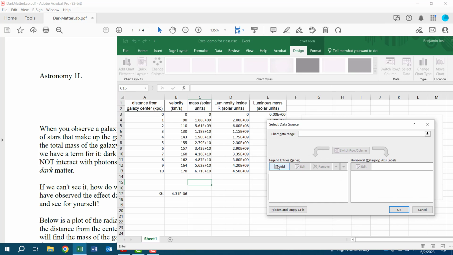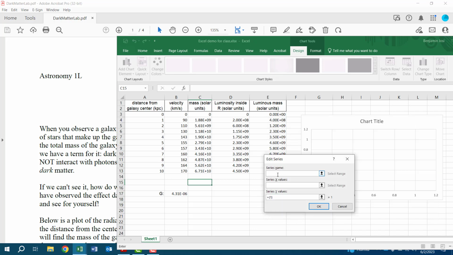And we need to add a data series. We're actually going to be adding 2 data series because we'll plot 2 sets of data simultaneously on the same graph. So for my series name, the first thing I'll do is plot total mass versus distance from galaxy center. So I'll put total mass versus distance from center, meaning galaxy center.